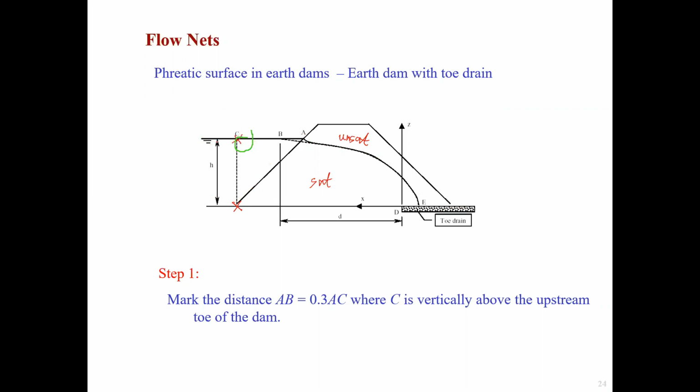We get the point C, and through the point C, we draw a horizontal line, and it intersects with the dam slope at point A. And then according to the relationship AB equal to 0.3 AC, we are able to find point B, because currently we know the AC position. That means AB equal to 0.3 AC. So by now, we can find the point B already.